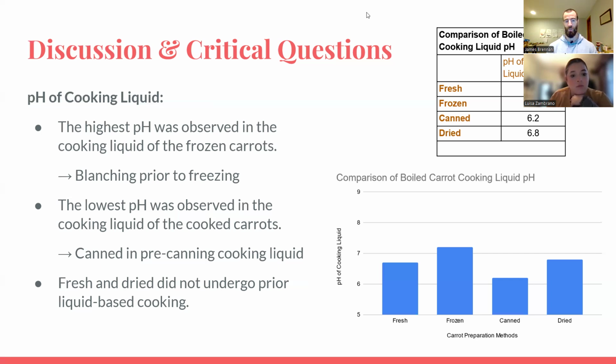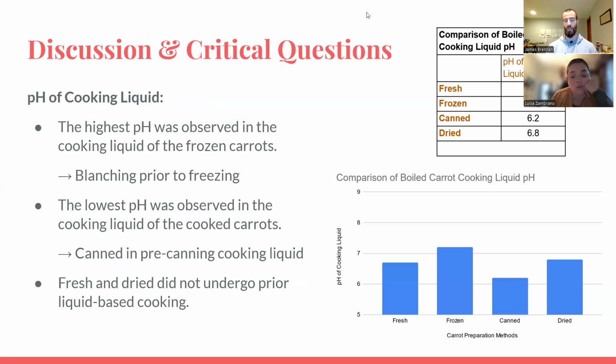The lowest pH was observed in the cooking liquid of the canned carrots. When carrots or vegetables in general are canned, they are cooked beforehand and then they are stored in the cooking liquid pre-canning. So all of the acids that were extracted from the carrots during that pre-canning cooking process stay with the product in the canning, and then when they are cooked, they're cooked with the carrot but also some of that pre-canning cooking liquid, which resulted in the highest amount of acids.